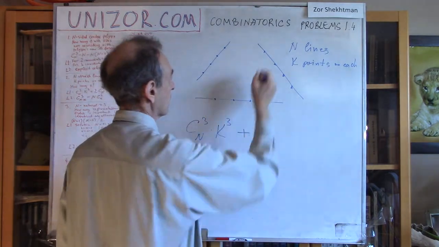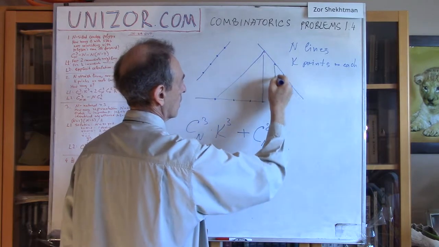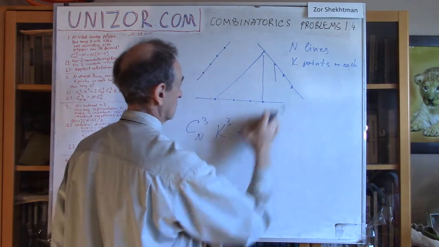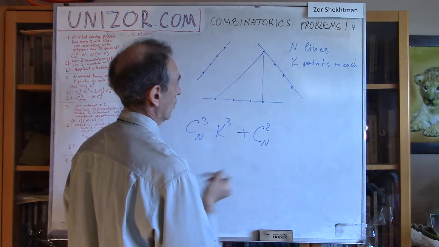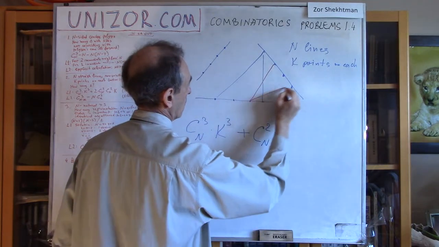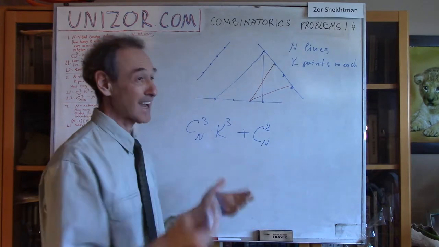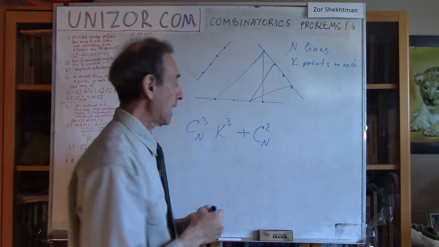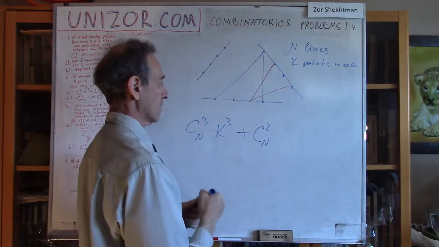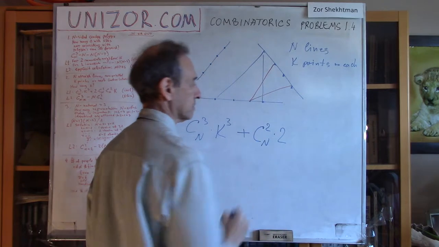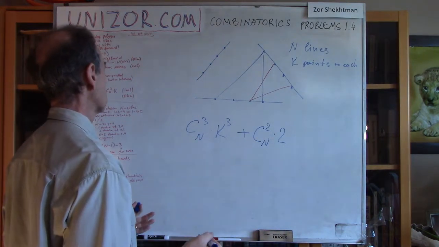So it's either this way or this way. Which means I really have to double the count of all triangles when 2 points are on this line and 1 point on that line, right? So I double it. And now, how many different cases of this exist?